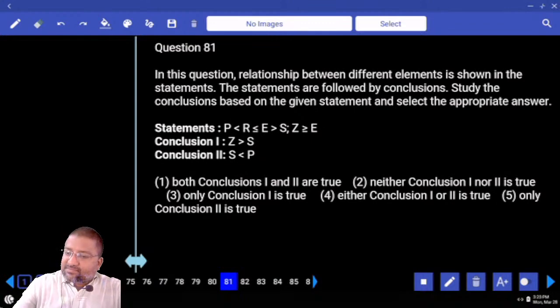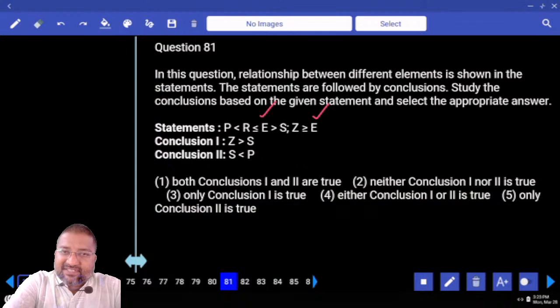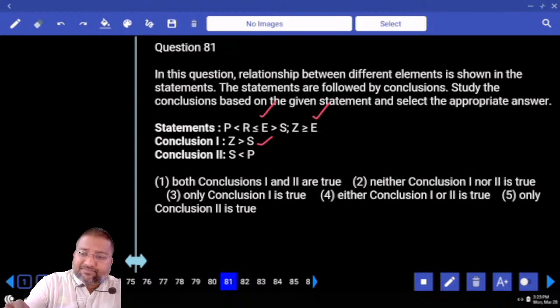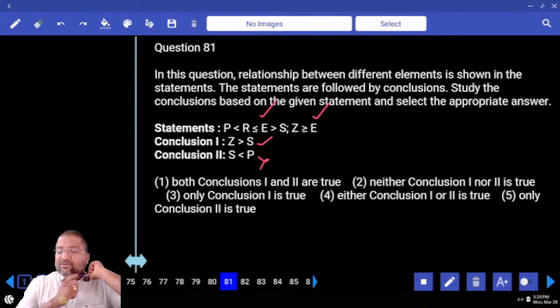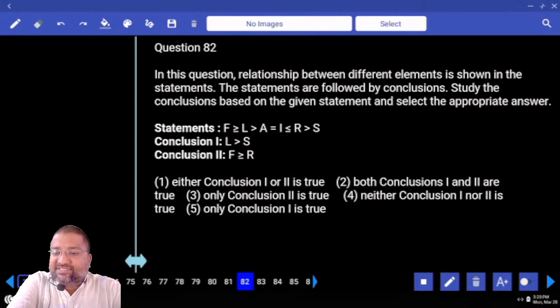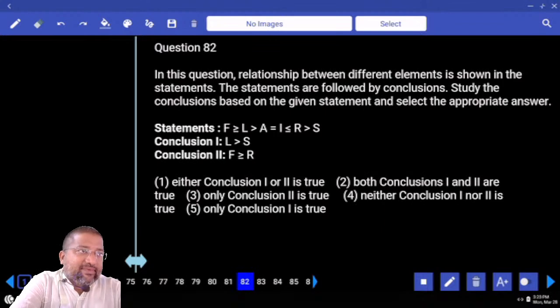Z to S, I need to take the help of E. Shall we start? Yes. Z greater than or equals to E. E greater than S. Greater than or equals to, greater than, greater than. S and P opposite symbols. Cannot be determined. What's your answer? Only one. Next, L greater than S. Problem? Opposite symbols. F and R opposite symbols. Cannot be determined. What's your answer? Neither one nor two.